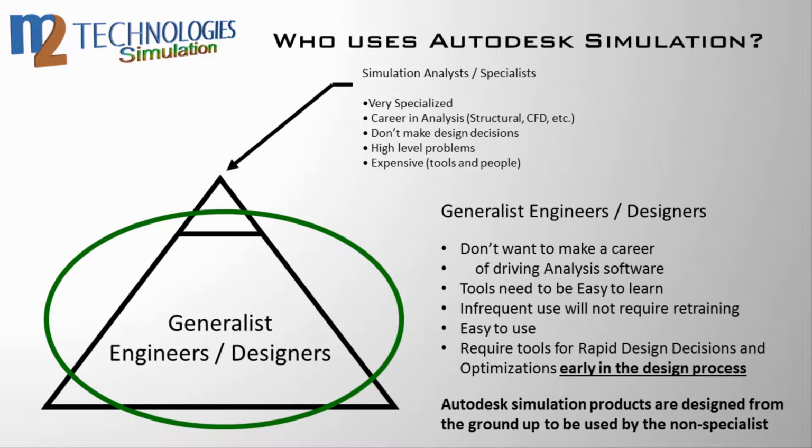What makes Autodesk simulation different? Who uses Autodesk simulation? Autodesk simulation is built from the ground up to be fast and easy to use. Note the triangle graphic on screen. This triangle represents the entire community of engineers and designers. Traditionally, highly educated and highly specialized individuals, represented by the top portion of the triangle, have been relied upon to perform FEA analysis. These individuals are typically career analysts. They are expensive people who use expensive tools. This type of analysis is often done at the end of a design cycle for validation purposes.